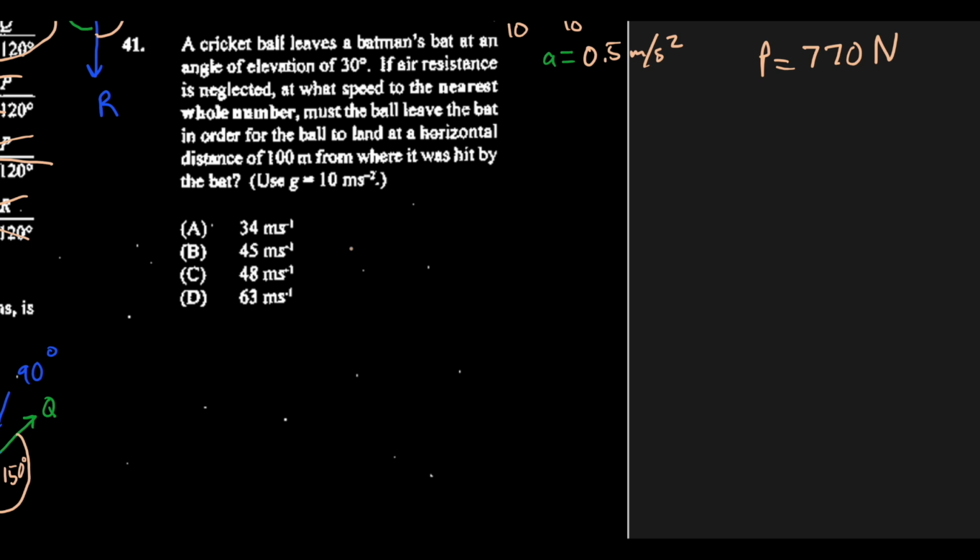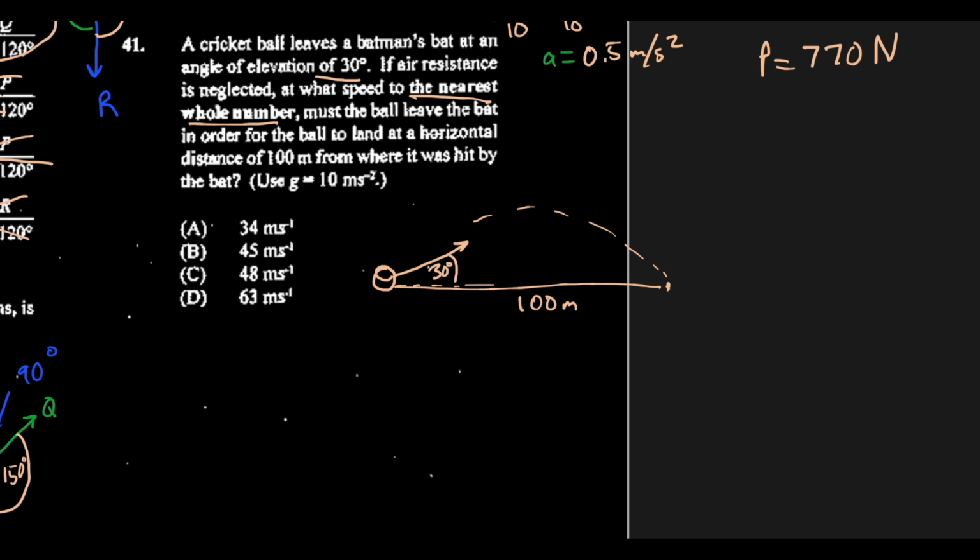Now this question says a cricket ball leaves a batsman's bat at a horizontal angle of 30 degrees. Say we have a ball here, and this ball goes and it has an angle of 30 degrees. But what we're saying is that this ball covers a horizontal distance of 100 meters. So let's say the ball ended up falling here, which is 100 meters away.